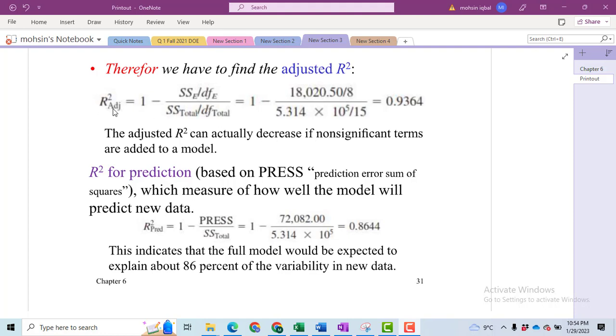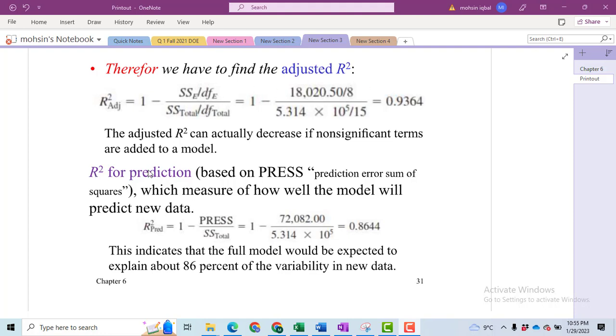So that's why the formula is 1 minus the sum of squares of the error divided by the degrees of freedom of the error, then divided by the sum of squares of the total divided by the degrees of freedom total. So we got 93.64. You can see that this value is less than R-square. It means that the terms A, B and C explain 93.64% variation in our response variable.